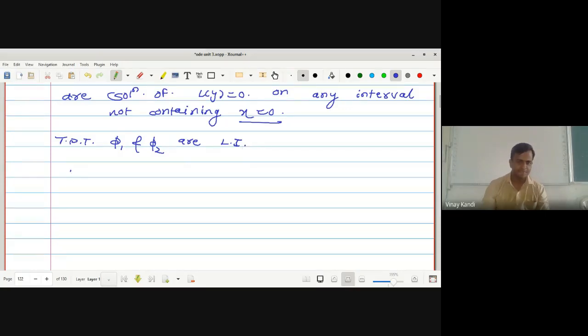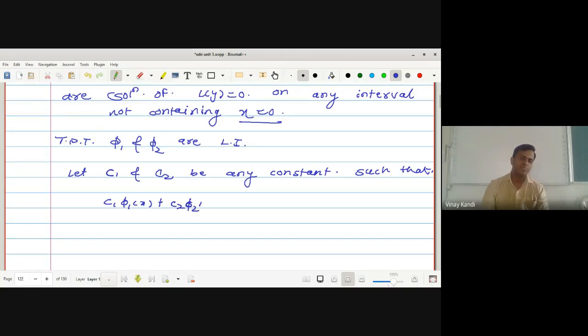Okay, let C1 and C2 be any constant. ओके, हे सगळं केस 1 मध्ये चालू आहे. रिपीटेड रूट्स असताना केस 2 आहे पुन्हा. ओके, 12 मार्काचा हा एक थेरम आहे मोठा. Let C1 and C2 be any constant such that C1 phi 1 of x plus C2 phi 2 of x is equal to 0. Okay, what we get then? C1 mod x raised to r1 plus C2 mod x raised to r2 is equal to 0.